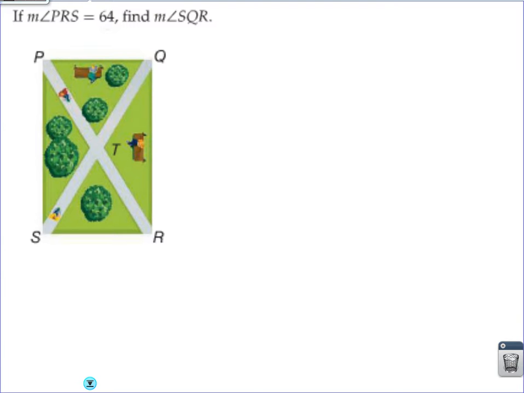If the measure of PRS is 64 degrees, P to R to S, that's right here, is 64 degrees, find the measure of angle SQR. SQR, that would be this angle right here. Good question. Somebody tell me what the measure of this angle is. Thank you very much, 26 degrees. In a rectangle, all rectangles have 4 right angles. But how in the world are you going to find that one up there?